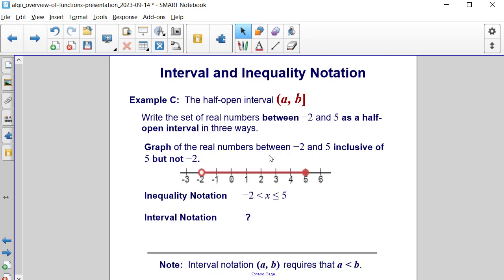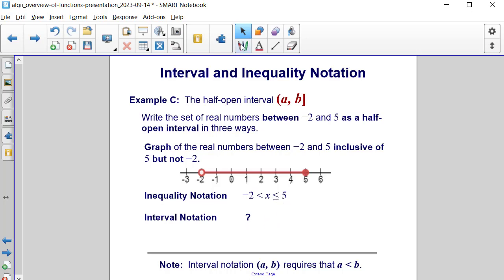In this graph of real numbers between -2 and 5, inclusive of 5 but not -2, it would appear as shown. The open circle on -2, because that is not being included in the set, all the way up to +5, and that is a closed circle because the set is including our value of 5. If we write it in the second way, as an inequality, it would be -2 is less than x, which is less than or equal to 5.